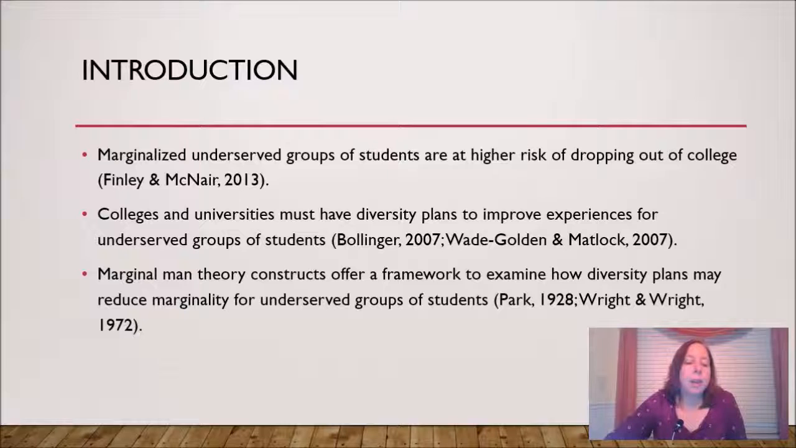How can we evaluate these diversity plans to see if they're actually reducing feelings of marginality? The marginal man theory constructs offer a theoretical framework to examine how diversity plans may or may not be reducing marginality for this underserved group of students.